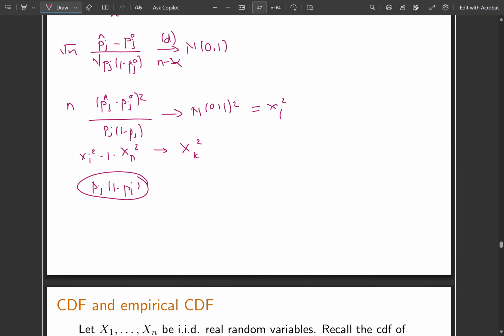Therefore, when we normalize the numerator and denominator separately, it gives a wrong answer. So it's a joint convergence of p hat to pj. This is an important issue here, and it sums to 0. Something is really happening here with the joint convergence of numerator and denominator, and that's what we'll talk about in a later course.